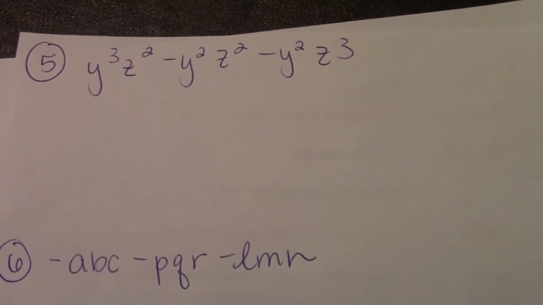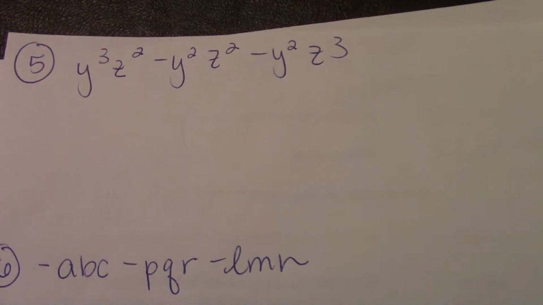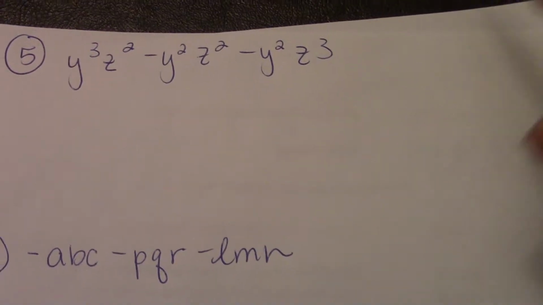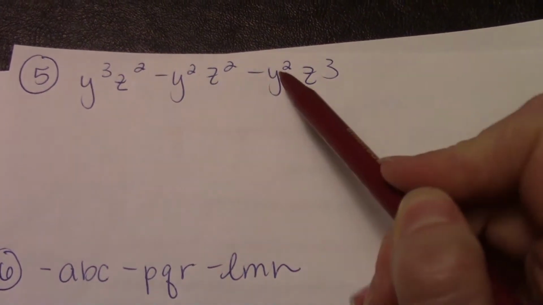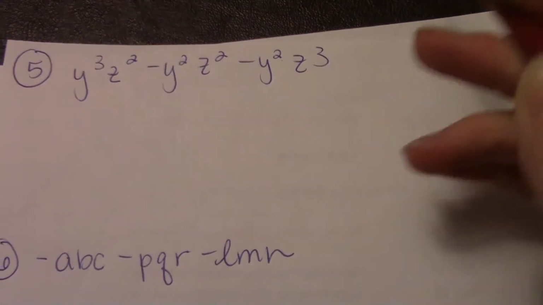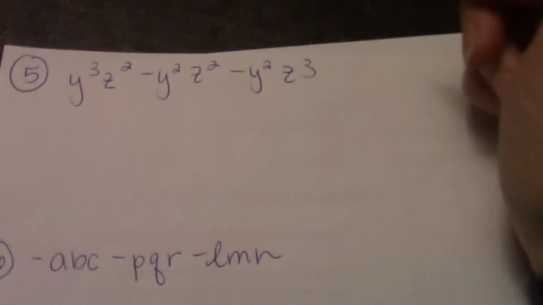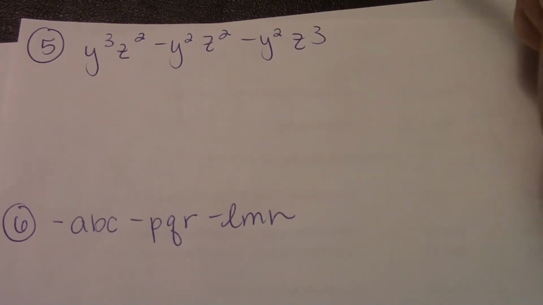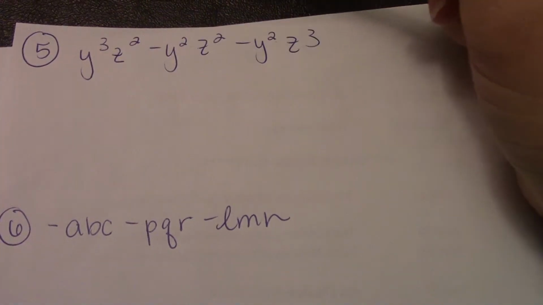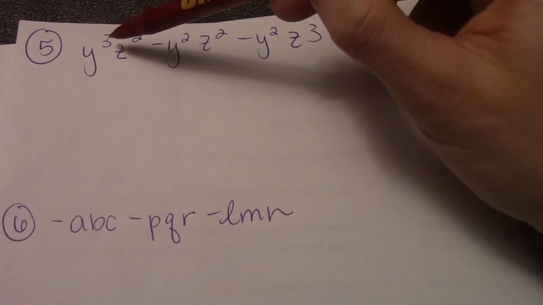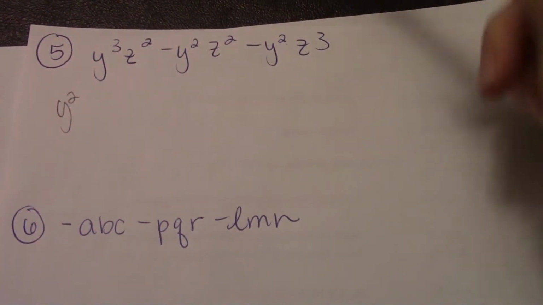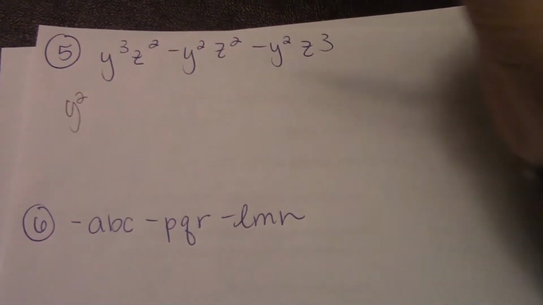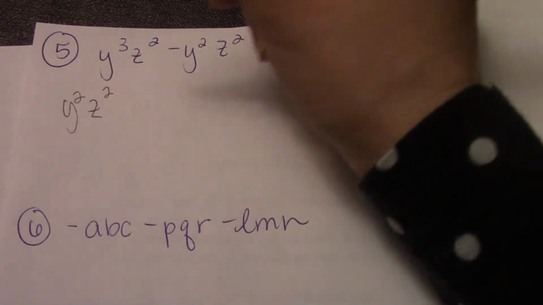Okay. For 5, we have some letters and no numbers. So we have 3 y's, 2 z's, 2 y's, 2 z's, 2 y's, and 3 z's. So we need to know how many y's go into all. The smallest exponent here, there's 3, there's 2 of them, so y squared. Now your z's, we have 3, 2, and 2, so our smallest z is squared.